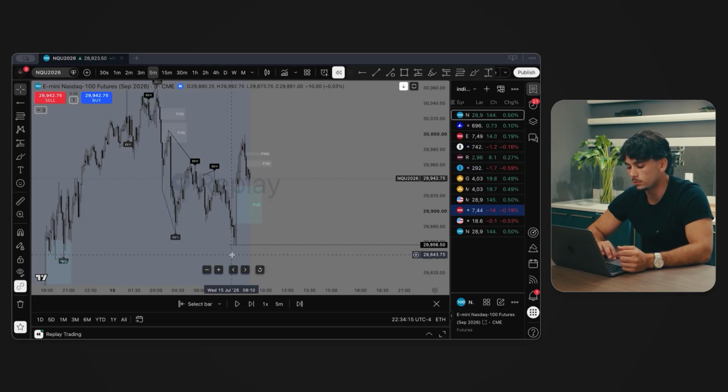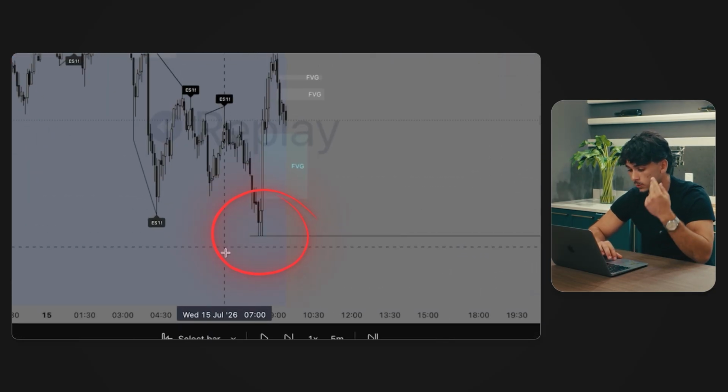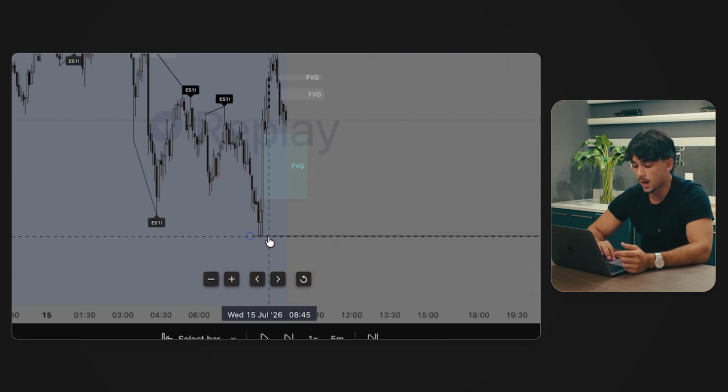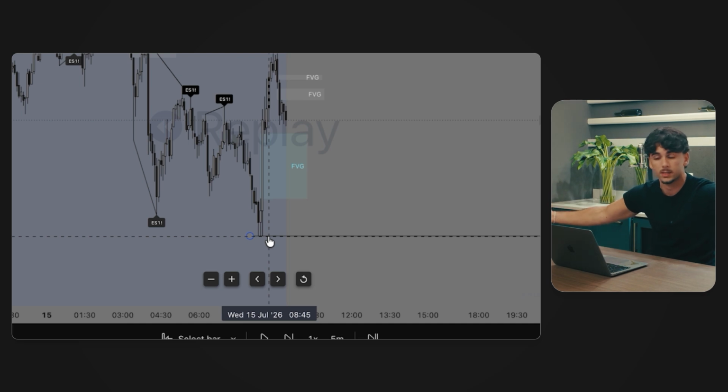So kind of brainstorming here, we have our draw on liquidity, which is the data low, London low, and equal lows. It's pretty locked in. I would honestly quit trading if that doesn't get hit.